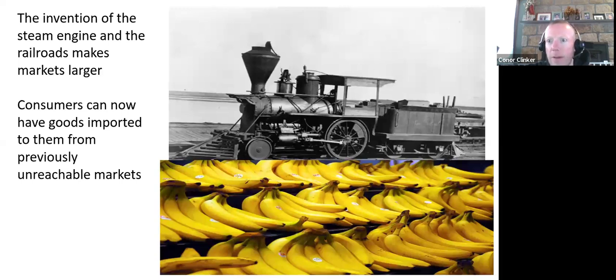A train is a lot faster than a horse. And for all of human history until this point, you want to move something over land, the fastest way to do that is on a horse. That's it. But now all of a sudden we have trains. So what does that mean? We have now access to things from markets that previously would have been way too far away, especially if we're talking about perishable goods, things that are perishable.